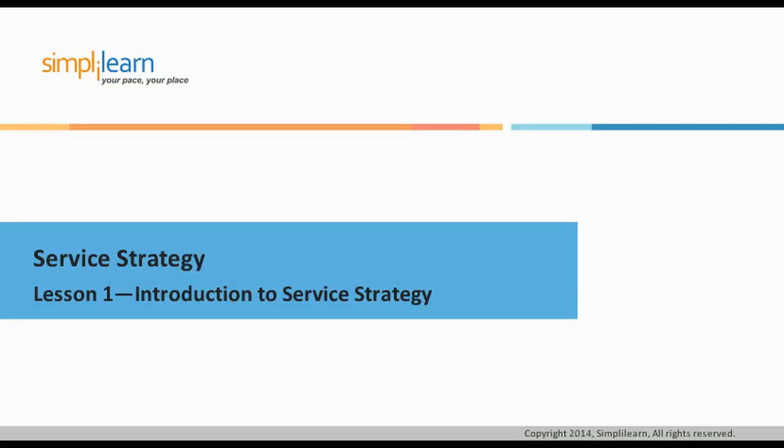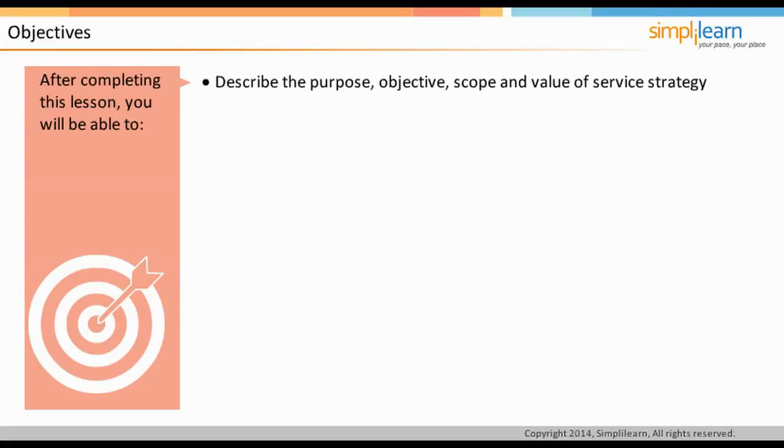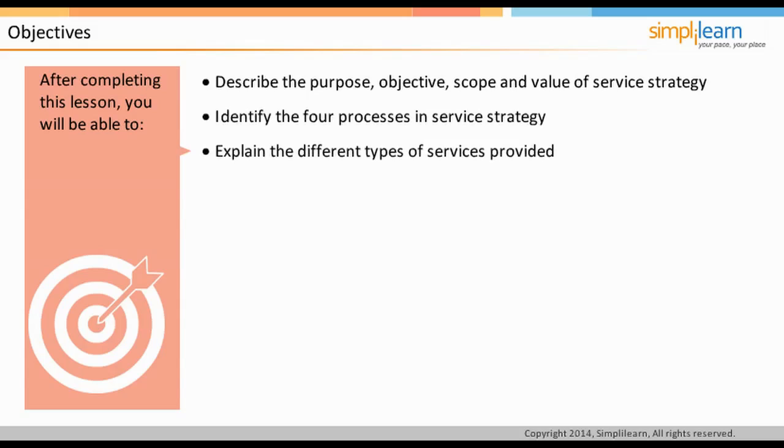This lesson helps you understand what service strategy is, its importance, and how it adds value to business. This lesson also focuses on classification of services based on the customer's requirement. Let us look at the objectives of this lesson in the next screen. After completing this lesson, you will be able to describe the purpose, objective, scope, and value of service strategy, identify the 4 processes in service strategy, and explain the different types of services provided. In the next screen, we will discuss the purpose, objective, scope, and value of service strategy.